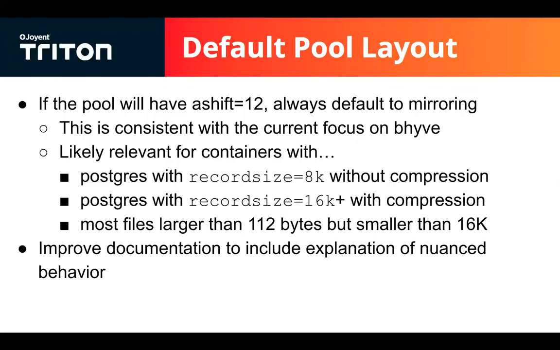And if there's some file systems that are storing a lot of really small files, but not 112 bytes or smaller, then mirroring may be a benefit as well. 112 bytes is the magical amount that can be stored in a block pointer, and avoid allocating the data block.